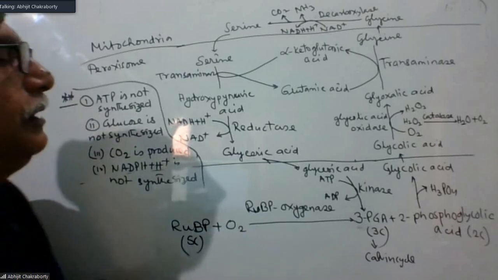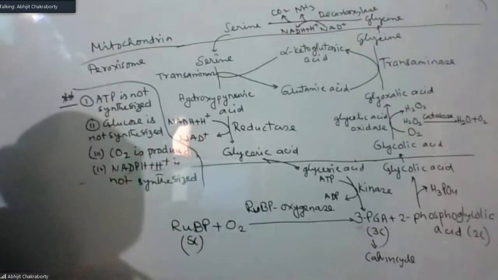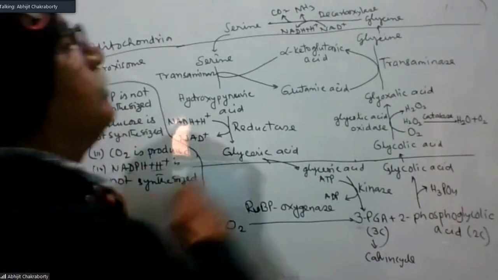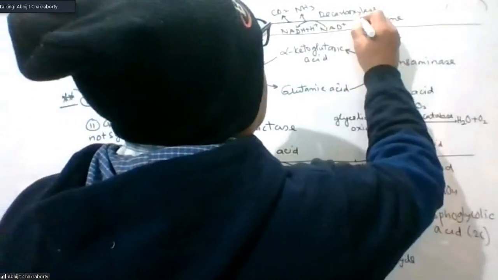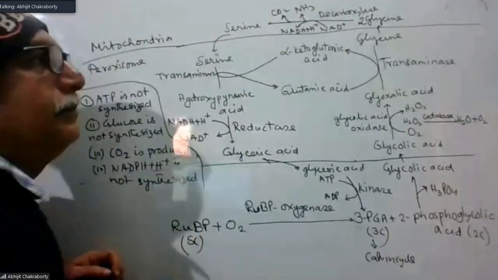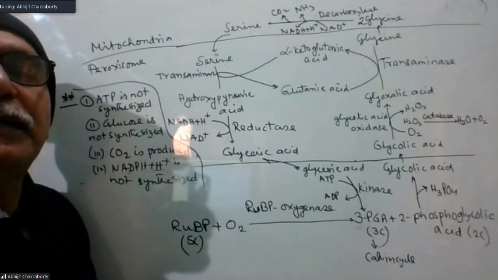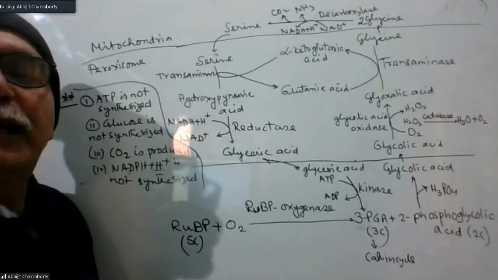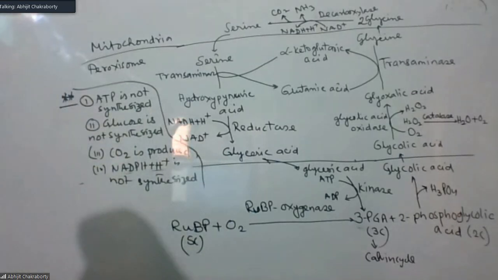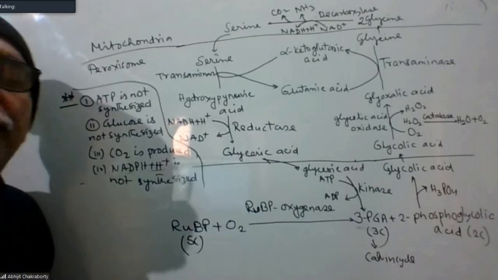So this is the basic thing about it. Here you need to remember that 2 glycine are required to form serine. A single glycine cannot form serine. 2 molecules of glycine are required to form serine. Do you know why?